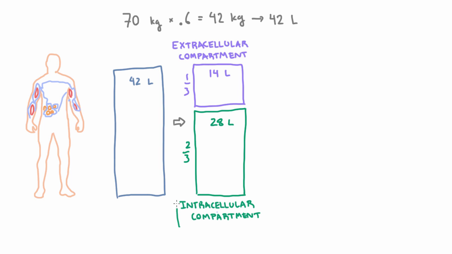At the same time, it might seem weird to talk about one intracellular compartment because we have trillions of cells. And so really, you might think that we have trillions of little compartments. And that's technically true, but because the inside of all cells is very similar in terms of fluid and ions and solutes, we like to think of all those cells collectively as one compartment.